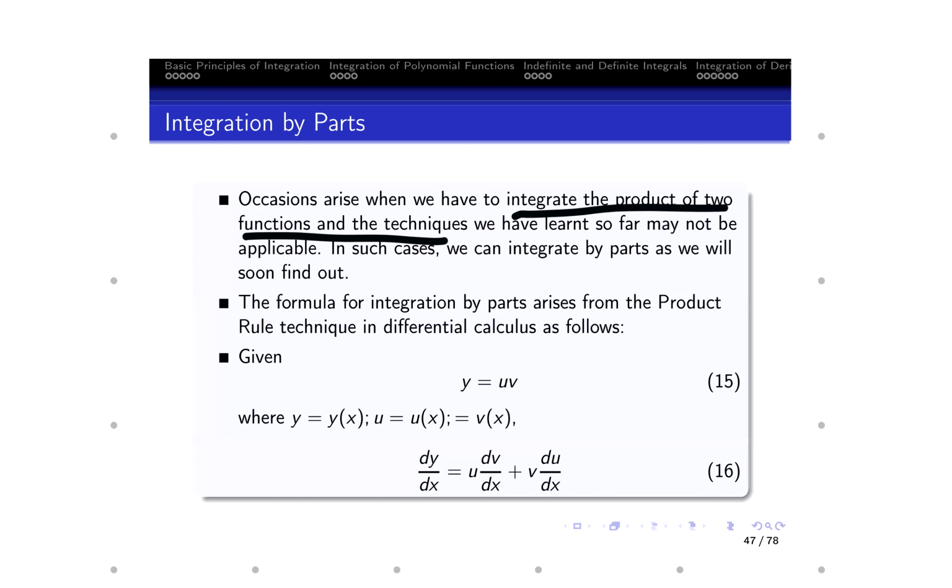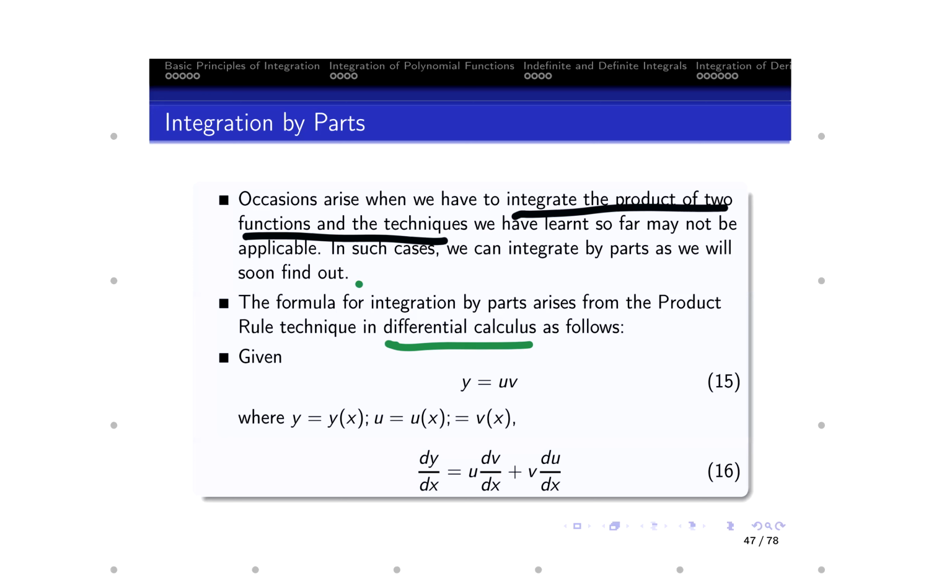Okay. So the formula for integration by parts arises from the product rule technique in differential calculus, as follows. Of course, differentiation is also known as differential calculus, and integration is known as integral calculus. And I told you differentiation is like tearing things apart, removing things, separating things, while integration is bringing things together, gathering things together, summing things up, basically.